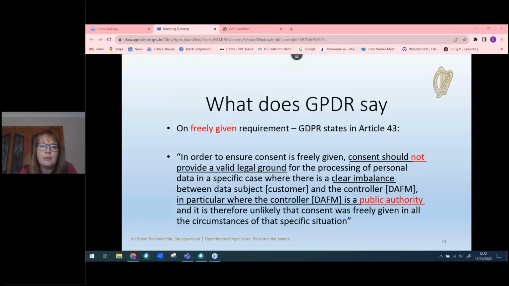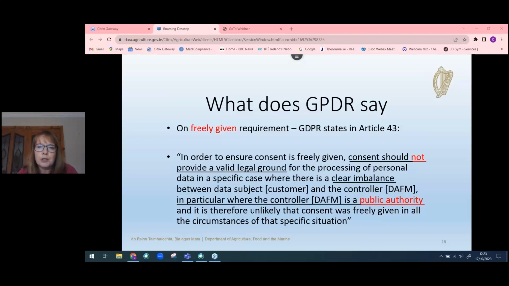Consent should not provide a valid legal ground for the processing of personal data in a specific case where there is a clear imbalance between the data subject, so that's our customer, and the controller. That would be the department. The department is gathering in the data, so we're in control of it. So in particular, where a controller is a public authority, and it is therefore unlikely that consent was given freely or was freely given in all the circumstances of that specific situation.